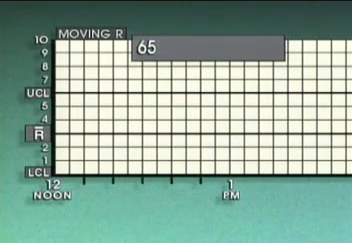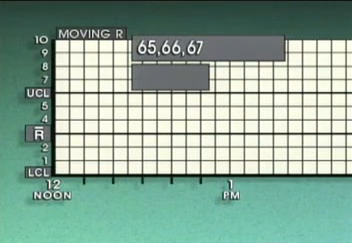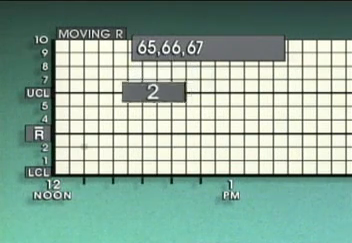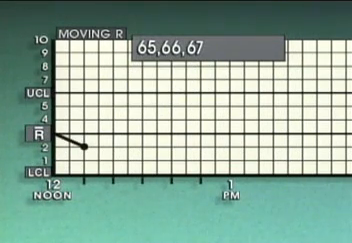To see how to plot values using a moving R chart, let's use temperature readings taken from a process every 10 minutes. We'll be using a sample size of 3 readings to determine the values to be plotted. The first set of readings is 65, 66, and 67 degrees. To determine the moving range value for this set of readings, we take the highest number, 67, and subtract the lowest number, 65. This leaves us with a moving range value of 2. That value is then plotted on the moving R chart.